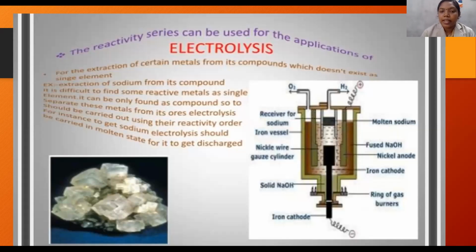The reactivity series can be used for the application of electrolysis for the extraction of certain metals from their compounds, which don't exist as single elements. Extraction of sodium from its compound: it is difficult to find some reactive metals as single elements. They can only be found as compounds, so to separate these metals from their compounds, electrolysis should be carried out using their reactivity order. For instance, to get sodium, electrolysis should be carried out in the molten state to get the discharge.